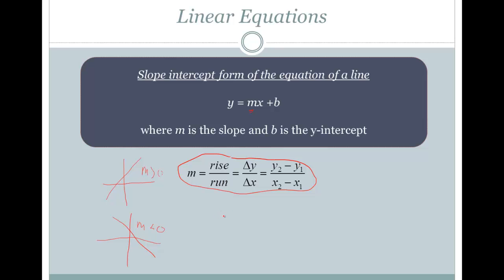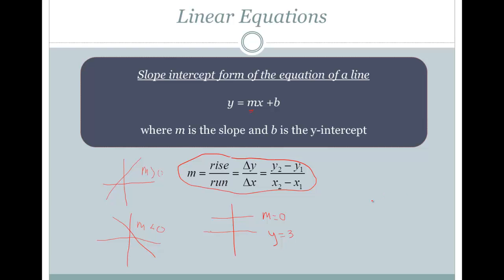Two other situations that you need to be aware of. The first is when m is 0, when we have a horizontal line. So if I have this situation, with my x and y axes, and I have a horizontal line like that, m is equal to 0. Such an equation would be something like y equals 3. That's a horizontal line, and the slope is 0.